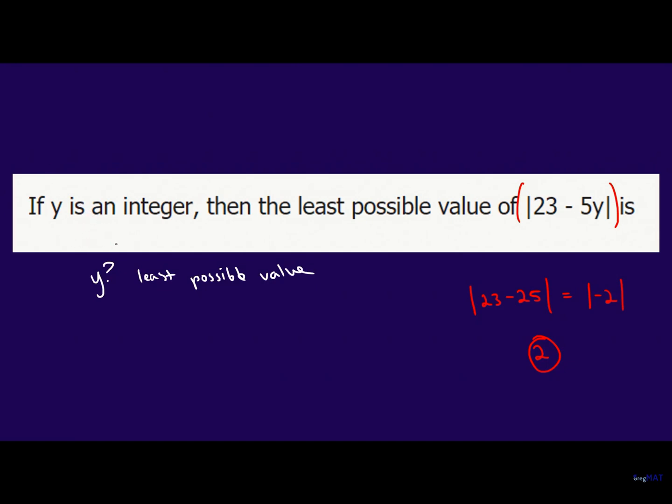Now, the addendum to this question is, what is the smallest possible value this can be? Can this ever be negative? No, so the smallest possible it can be is 0. So what does y equal in order to make this 0? That means that 23 equals 5y, which means that y equals 23 over 5. Okay, any questions about this one?